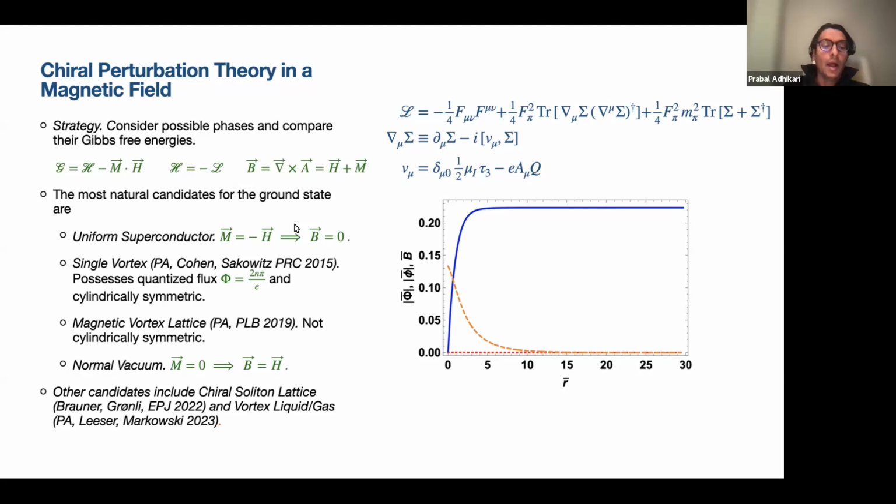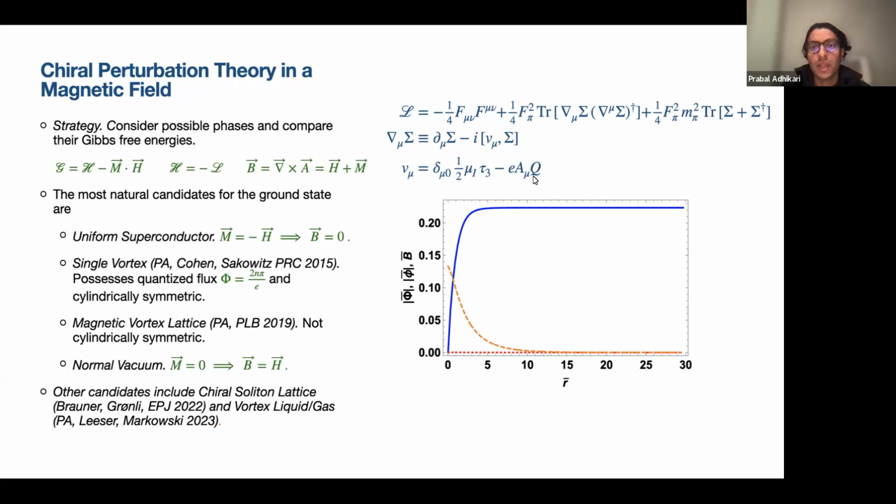Thankfully, for this part of the talk, we are not doing anything but looking at the leading tree-level effect, for which the Lagrangian is this one. The only difference from the previous scenario is the introduction of the external magnetic field, which couples to the pions through this V_mu.